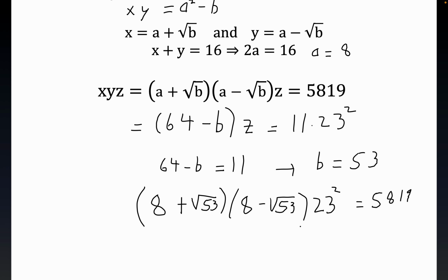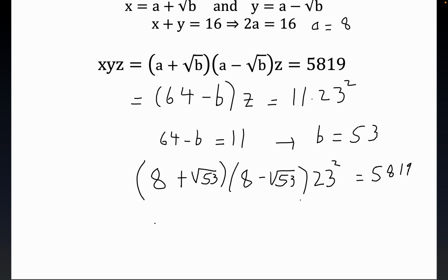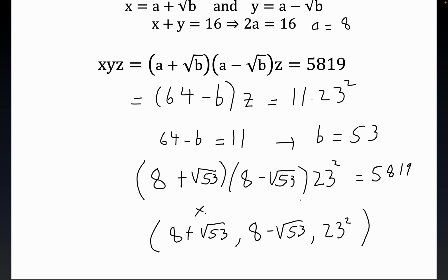And so what we have here is an ordered triple solution, namely 8 plus root 53, comma, 8 minus root 53, and 23 squared. This would be our x, this would be our y, and this would be our z. That would be a solution.